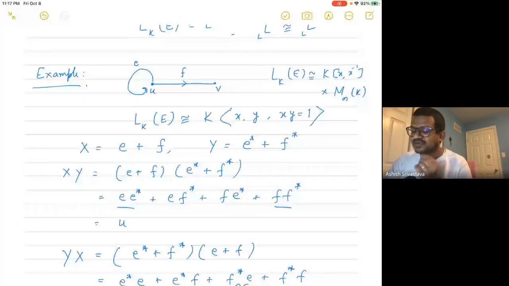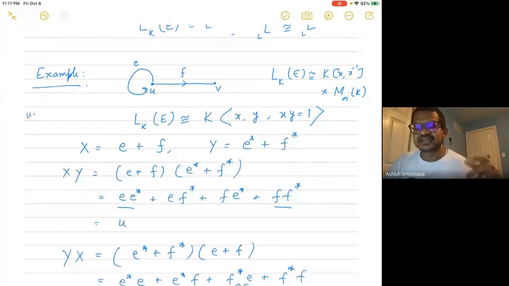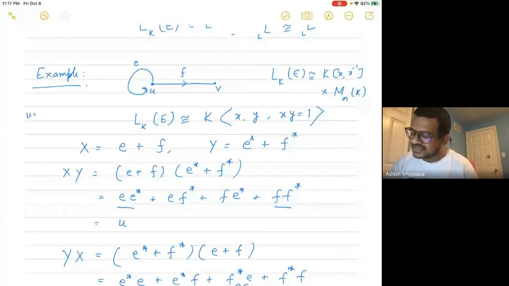I mean CK2 condition. U is a regular vertex, and so if you read CK2 condition, it says U equals the sum of EE star, where source of E is U. What is source of E? U. What is source of F? U, right? So EE star plus FF star is U.